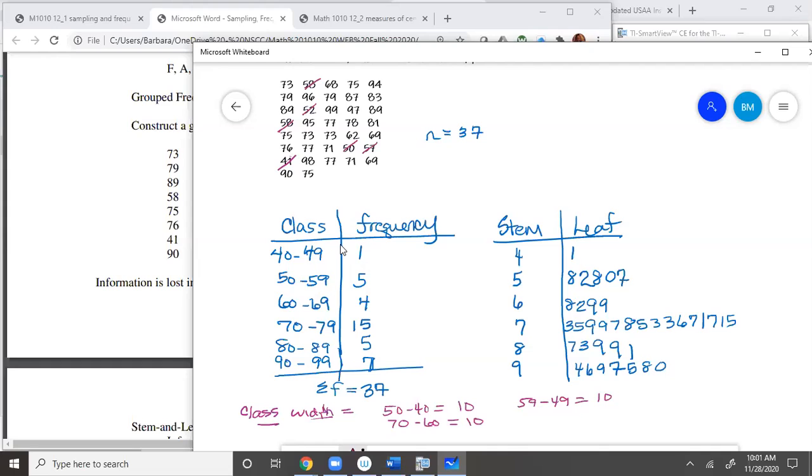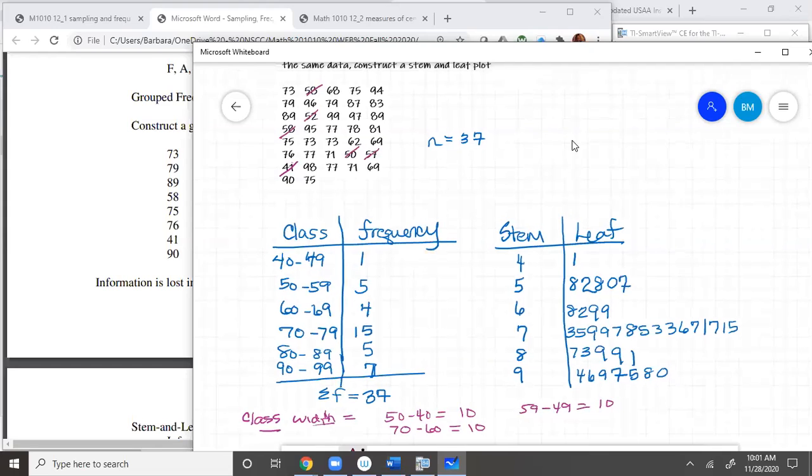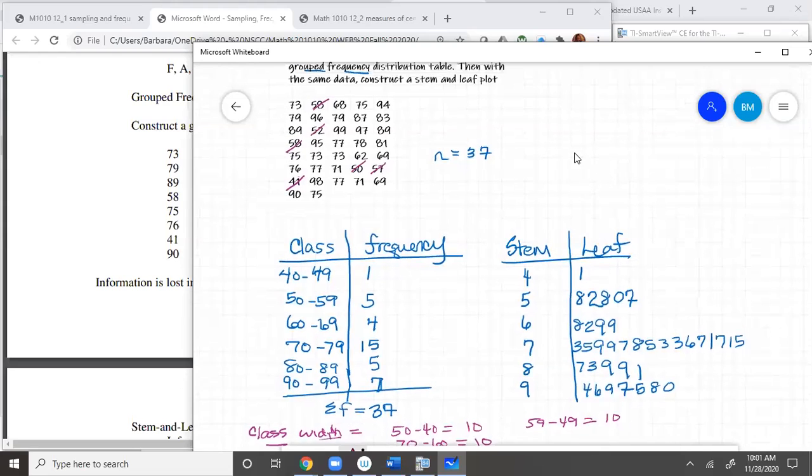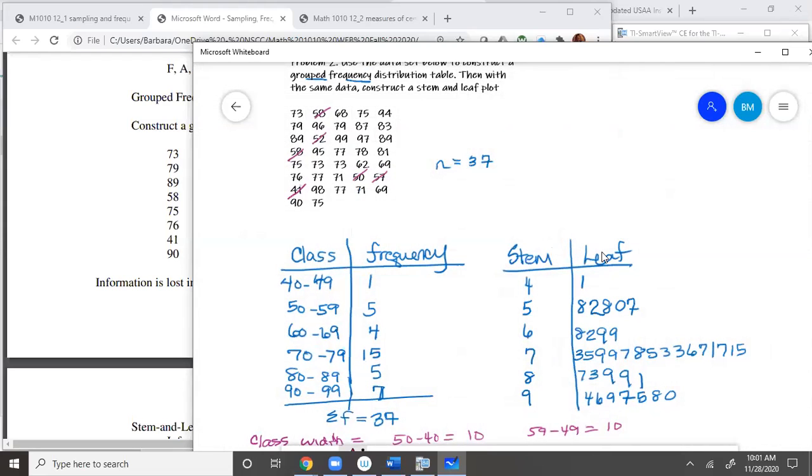Now we're going to create a stem and leaf plot. So this is another way to organize data. In our stem and leaf plot, we consider the smallest number and the largest number, and then we create our stem from that. So the smallest number is 41. The stem is the number in the tens place. The leaf is the number in the ones place. So the first number is 41.